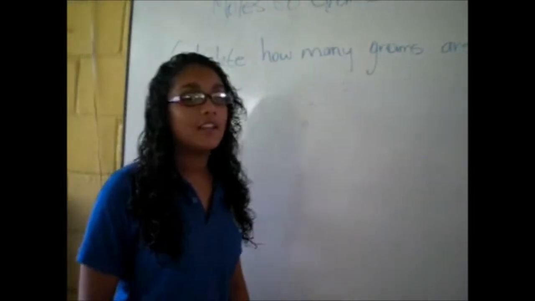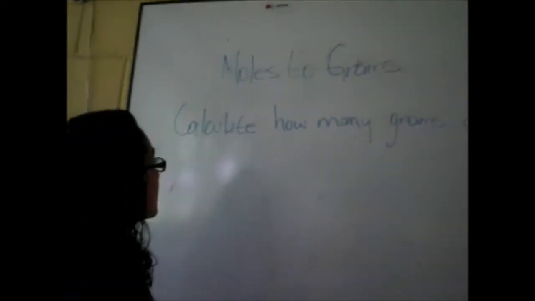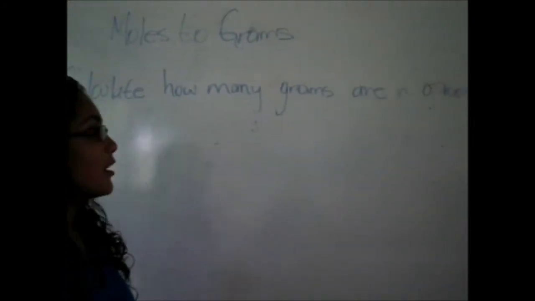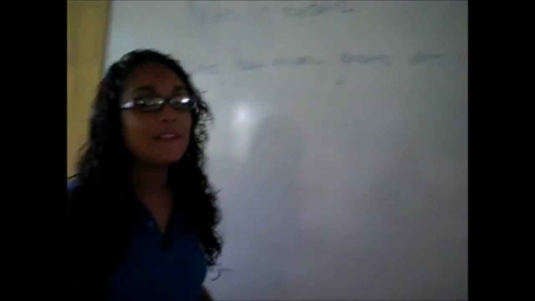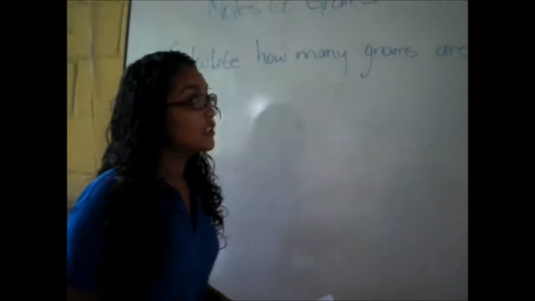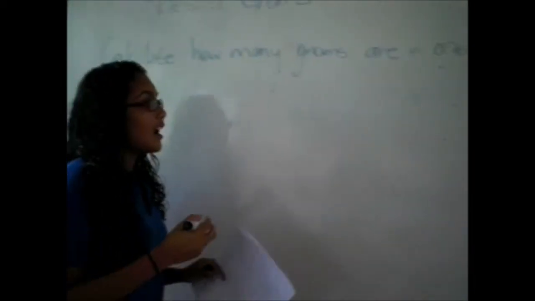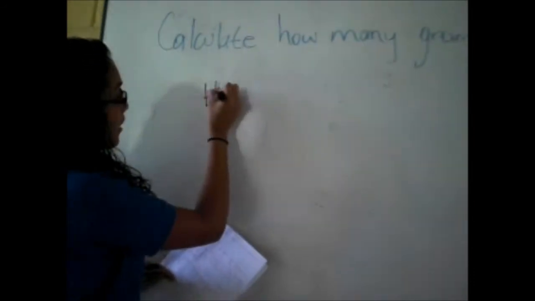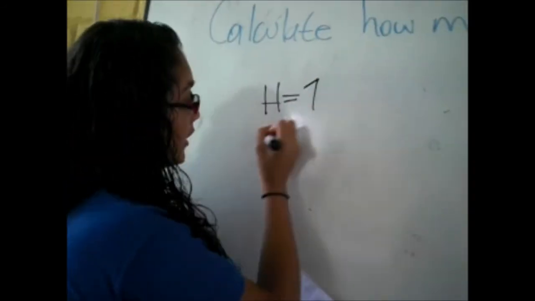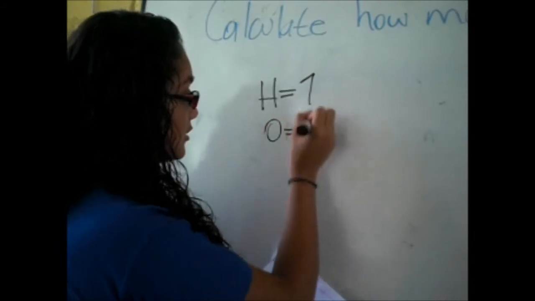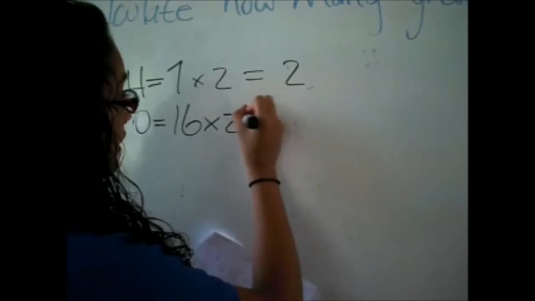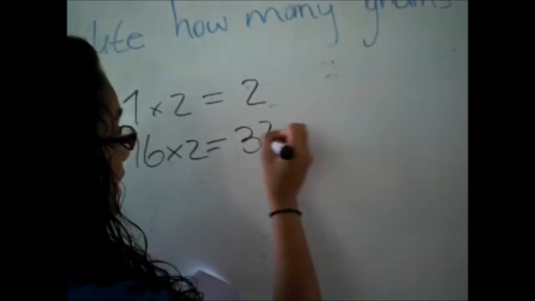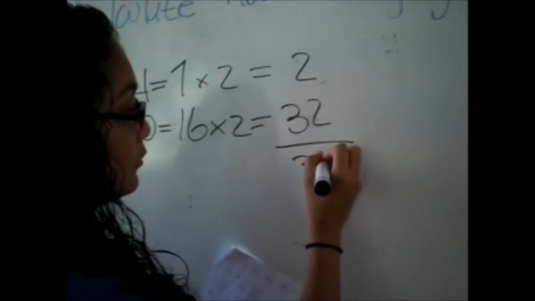Hello, my name is Monica and I'm going to explain how to convert moles to grams. One example is: calculate how many grams are in 0.700 moles of H2O2. First, we need to have the molar mass of H2O2. Hydrogen has 1 and oxygen has 16. So then we multiply each one by 2. Then we add this and we got 34.